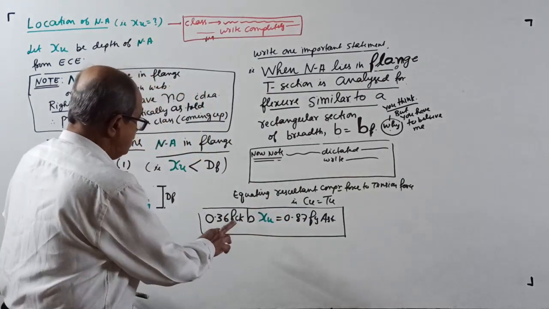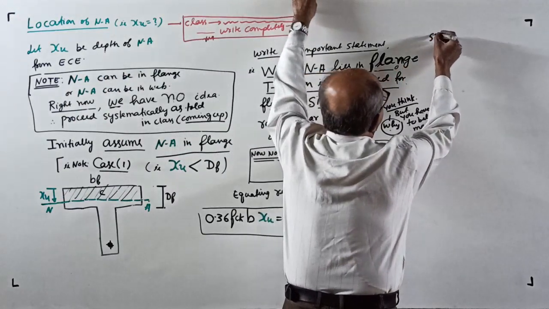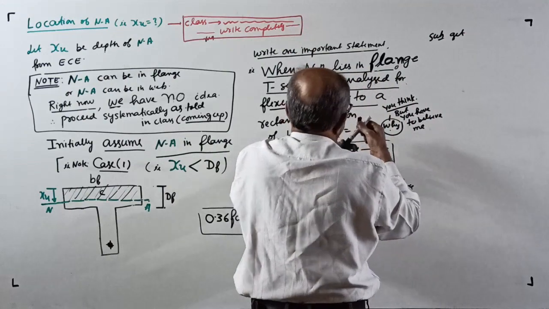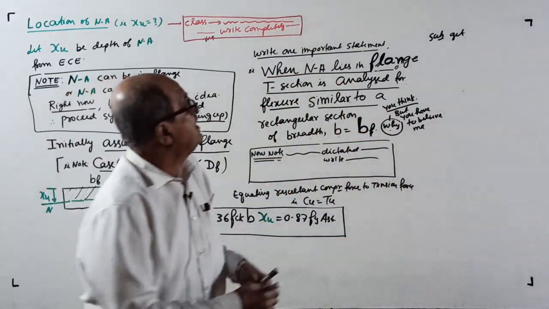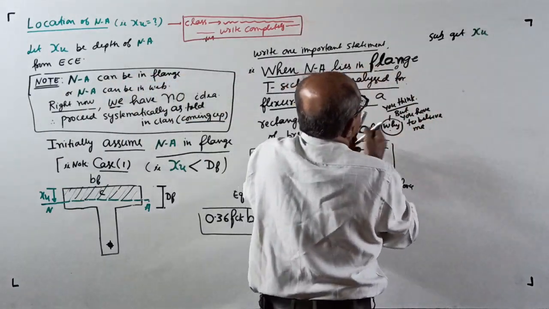Okay, now see what to do. This is the equation. Substituting, get the value of xu. I told xu, as usual, in green color. Substituting, get xu. Okay, xu over. Now what to do?